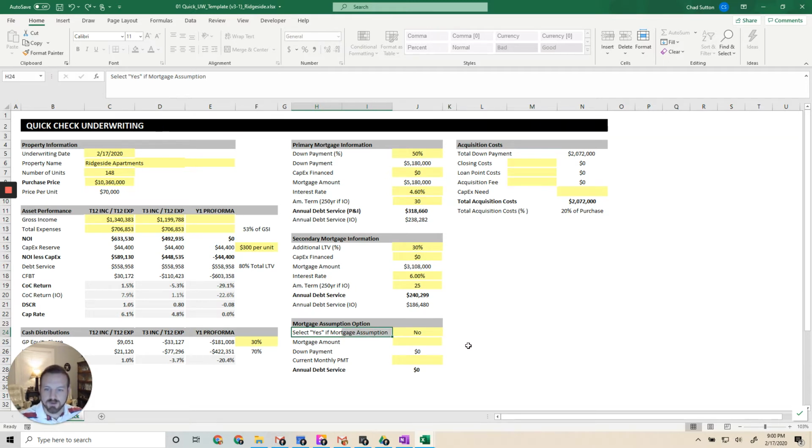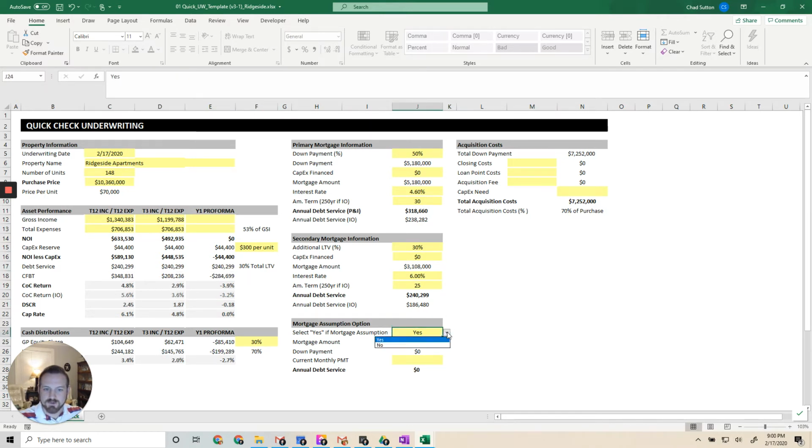So this means, okay, the seller has a mortgage in place. He can't get out of it. He's got to sell the property with the mortgage. And I, the buyer, have to go in and qualify for that mortgage and take it over, assume it. So if that's the case, we're going to say yes. And watch what happens. When I do that, you see that number just drop dramatically.